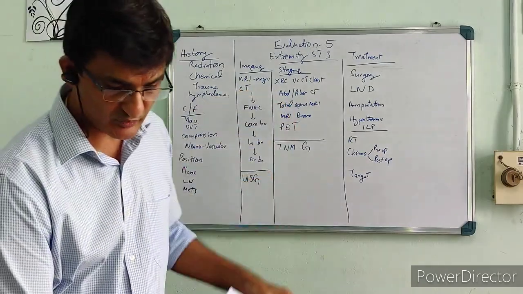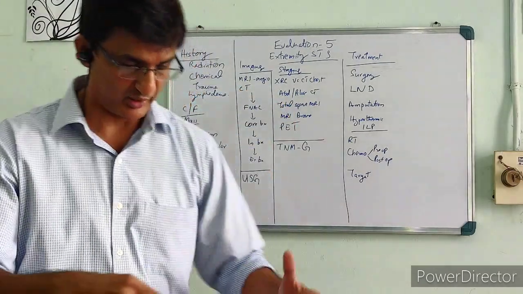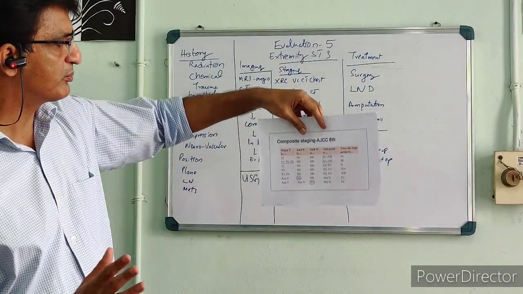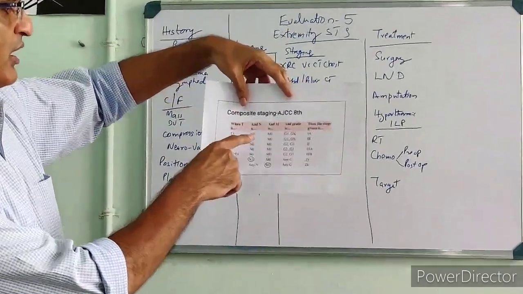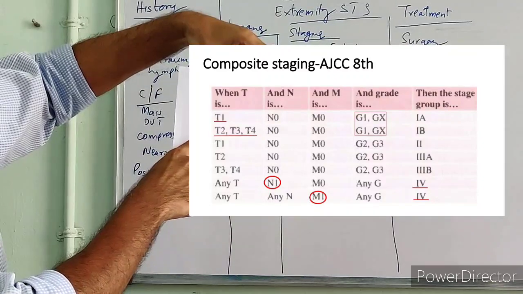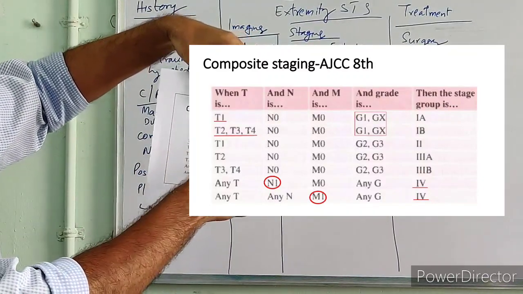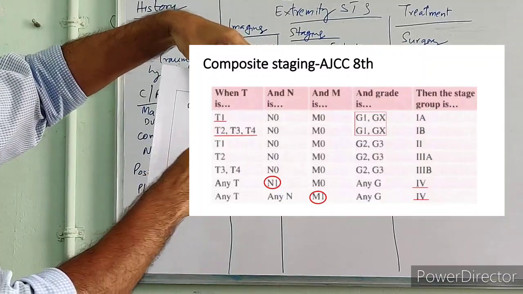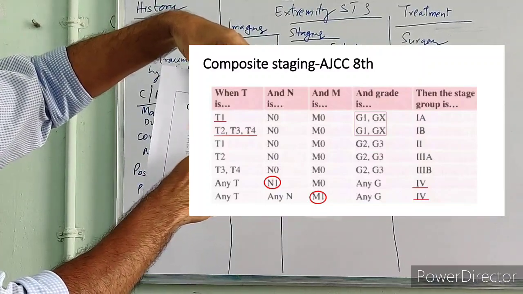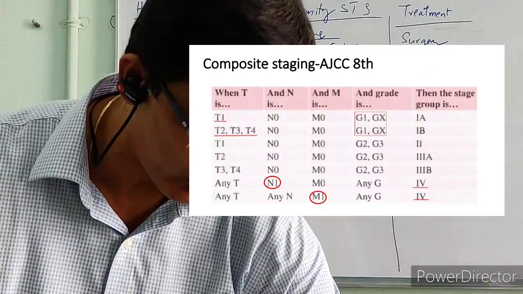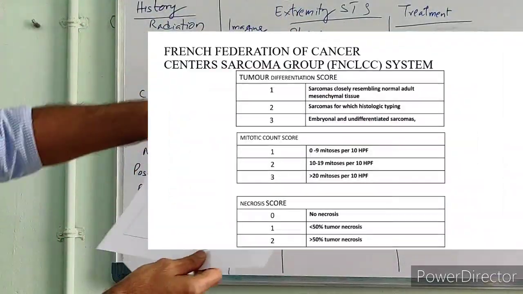Okay. Based on this, it's very important to see the stage grouping. Actually, it's very simple to know. T1, that is small tumor less than 5 centimeters, T2 is stage 1 disease. Okay. Any size tumor, early grade, that is G1. Well, I didn't mention about the grade. I think before that I should tell you about the grade.